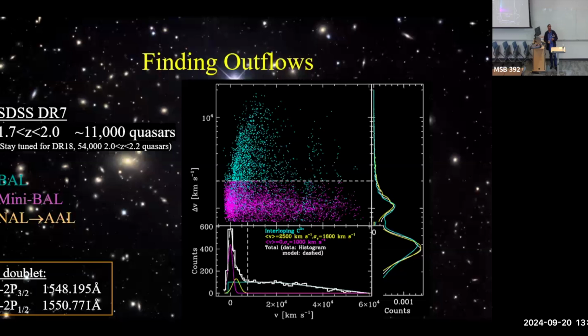So the thing that we want to focus on is this outline here. Those are the things that are outflows, maybe with some small contamination, but otherwise, for the most part, outflows. And that's great. We can see them.